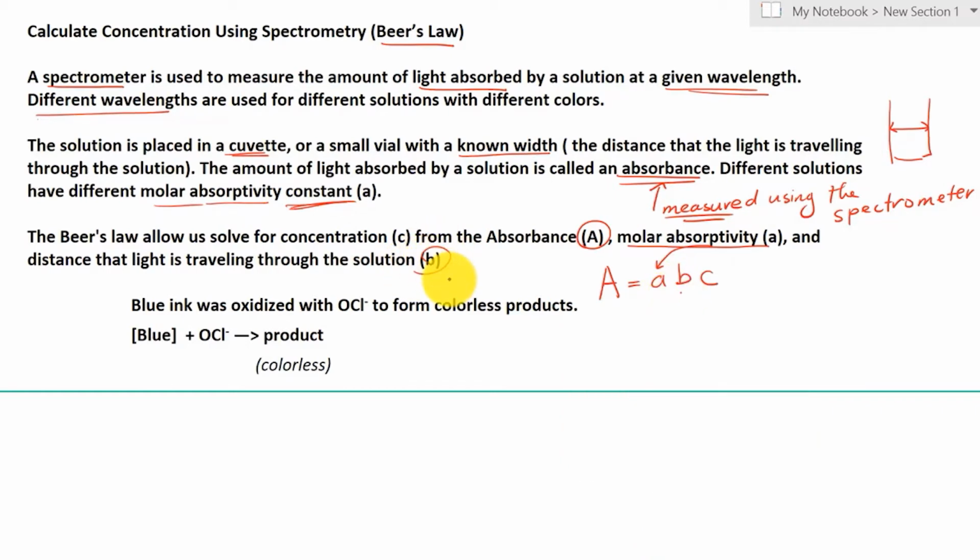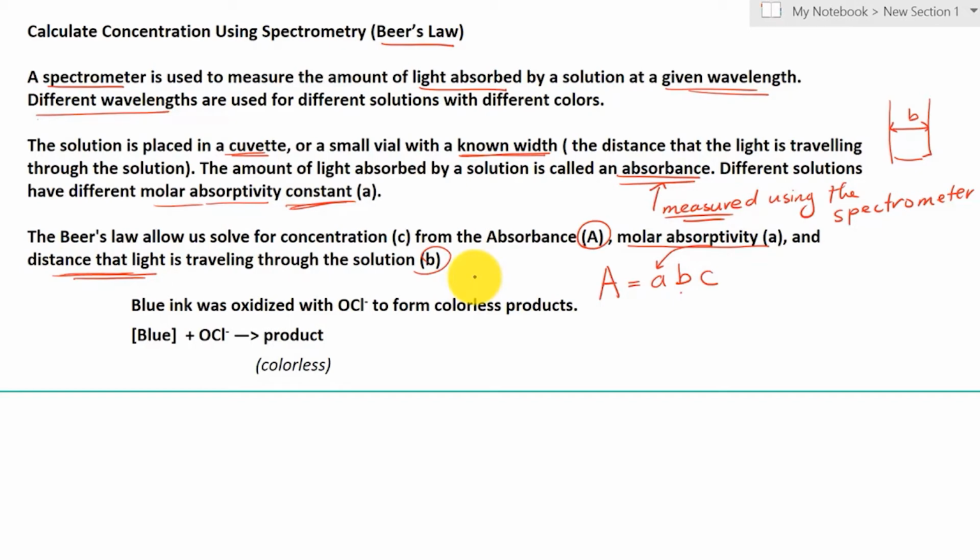And then we have our b. b is right here. This is the distance that light is traveling through the solution. Remember, I drew this right here. This is your b right there. That's why it is important to have a known width of the cuvette, or the small vial where we put our solution in. So this distance is given to us, and usually it's the same because we're using the same spectrometer.